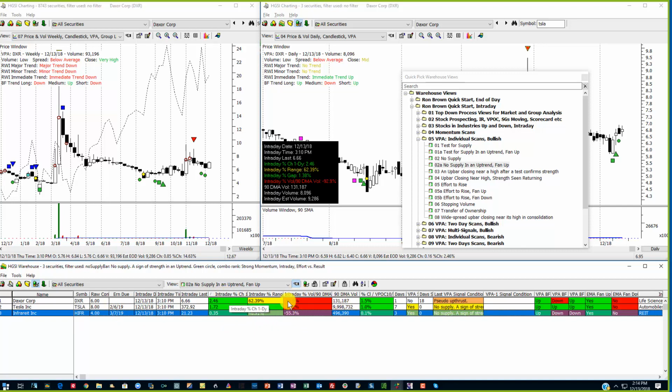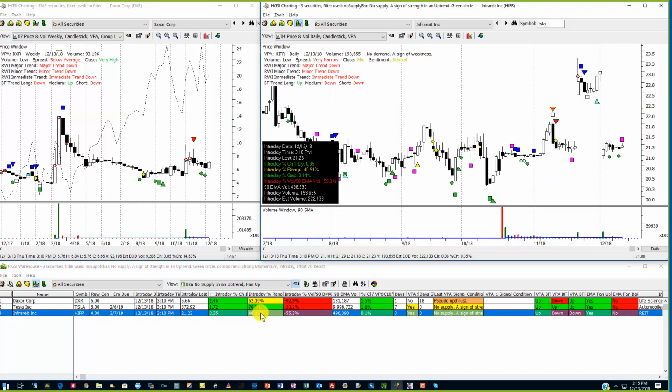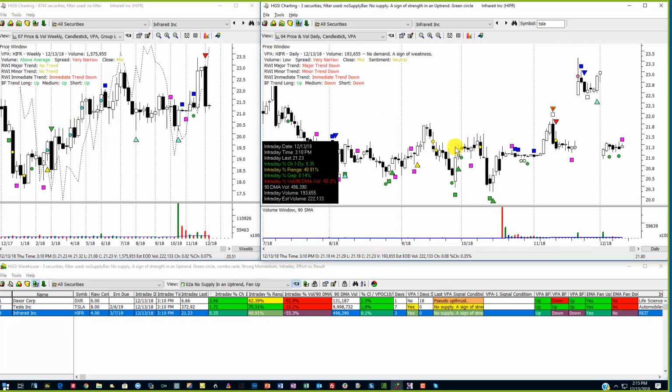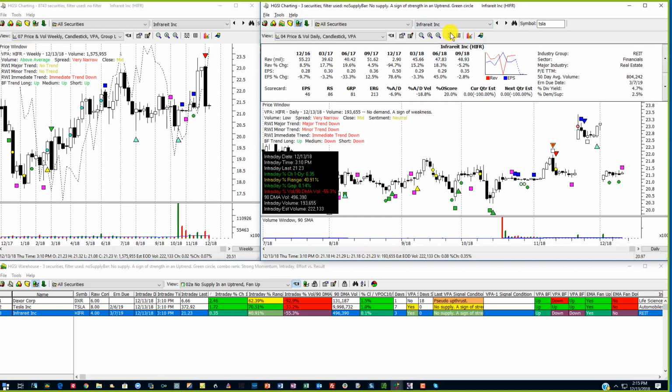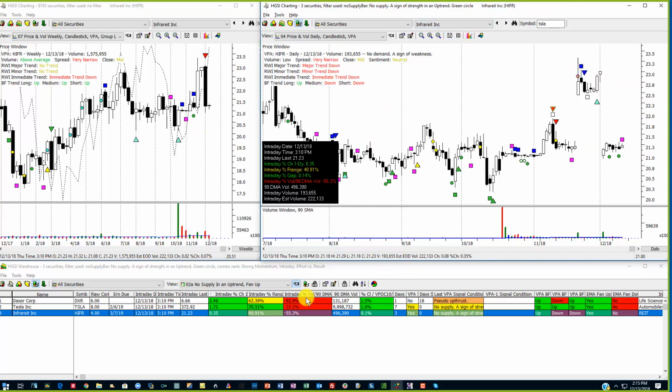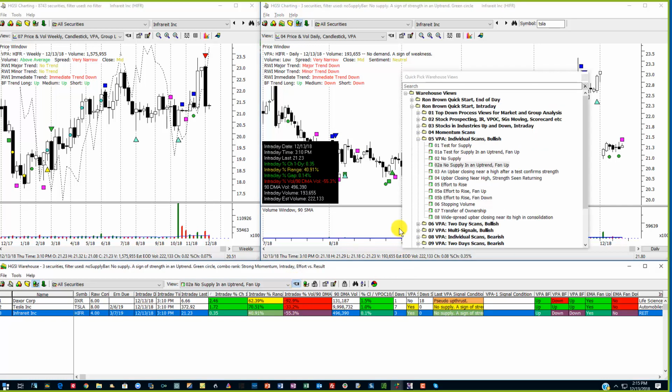On these intraday columns, very important to look at the percentage price change one day, the range, and the 90-day moving average volume comparison. Doesn't look too exciting, does it? Or it looks very exciting. It's a REIT. All right, moving on.